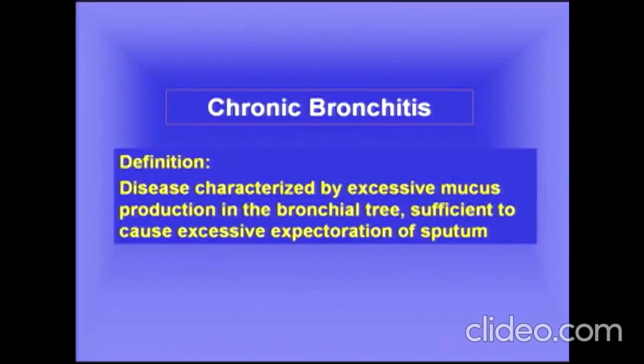Now let's move from emphysema to chronic bronchitis, the second of the two diseases. And let's have a definition. And the definition is that it's a disease characterized by excessive mucus production in the bronchial tree, sufficient to cause excessive expectoration of sputum. And I should say, with modern antibiotic therapy, we don't see so much expectoration as we did in the good old days, but it still occurs.